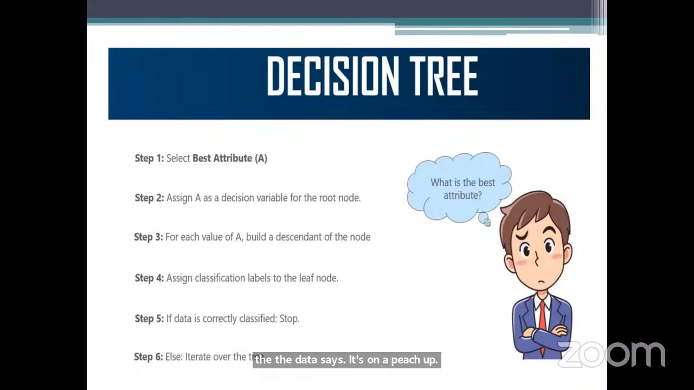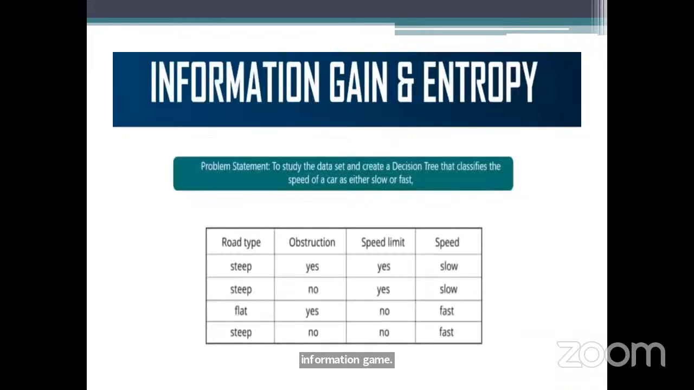Now, the next question is, how do I decide which variable is best to split the data? How can I think it out? To do this, there are 2 important measures. There is something known as information gain and something known as entropy. Now, guys, in order to understand information gain and entropy, we look at a simple problem statement. The problem statement is the data represents the speed of the car based on certain parameters.